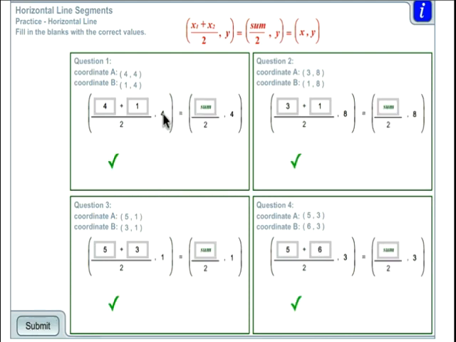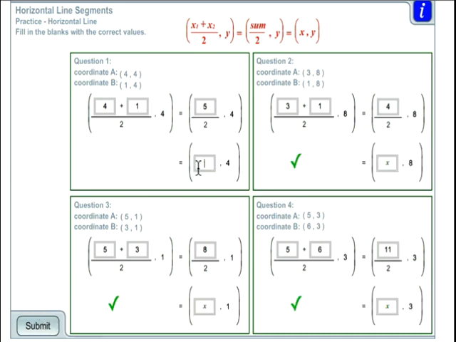Now we need to add: 4 plus 1, 5; 3 plus 1, 4; 5 plus 3, 8; 5 plus 6, 11. Now we need to divide. 5 divided by 2 is 2.5, 4 divided by 2 is 2, 8 divided by 2 is 4, 11 divided by 2 is 5.5.